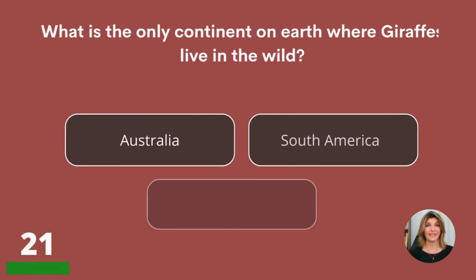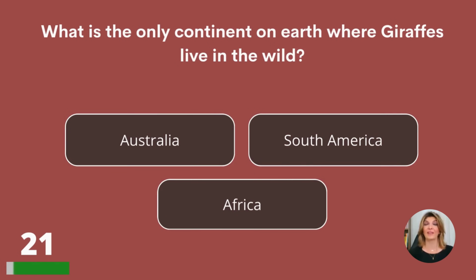What is the only continent on Earth where giraffes live in the wild? Australia, South America, or Africa? Africa.